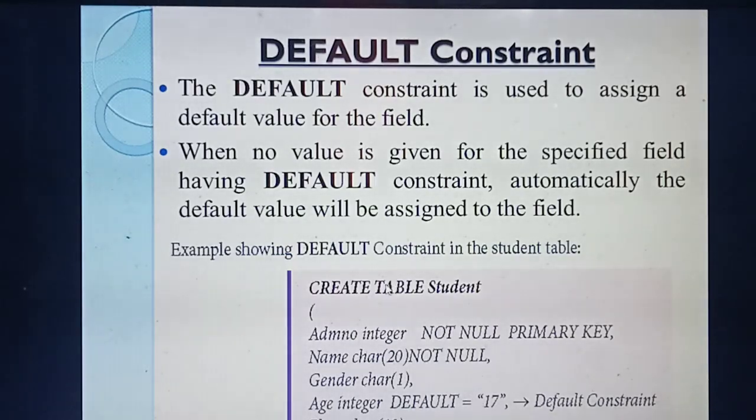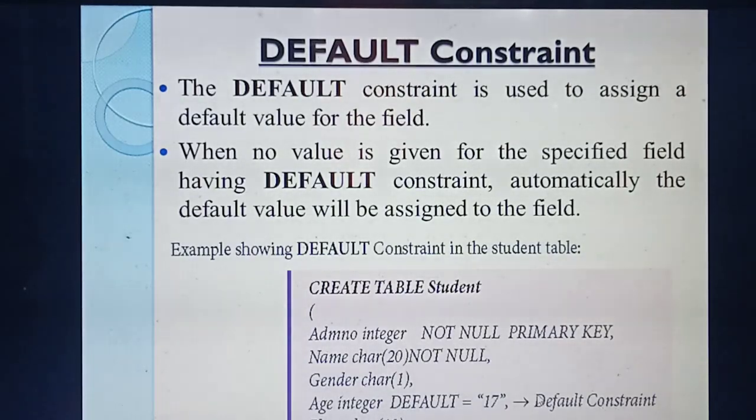See. So create table student. First they are giving admission number, then integer not null. First they are giving not null and primary key, so you can uniquely identify a record by admission number. Name also you are giving not null. That means both admission number and name should have some values. Then gender, age. Listen carefully. Age integer default equal to 17. So you are entering a default constraint here.